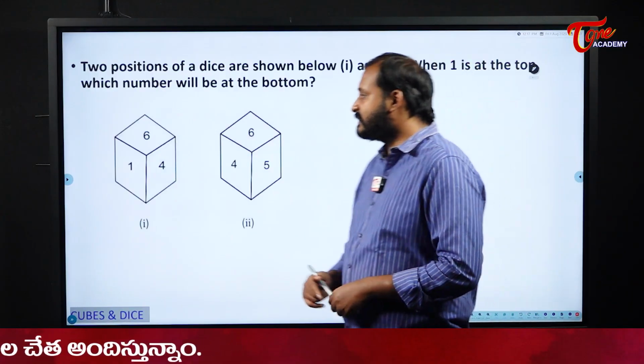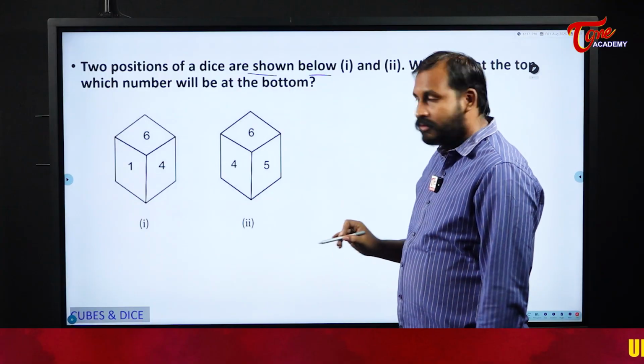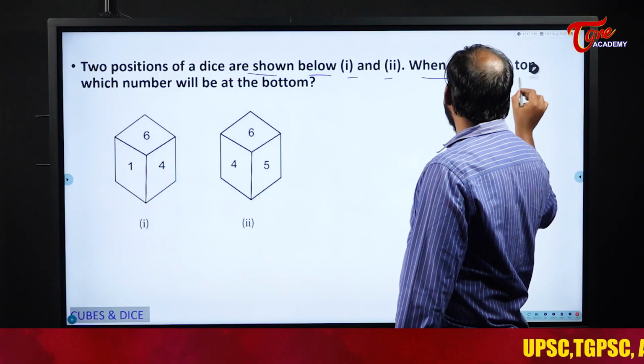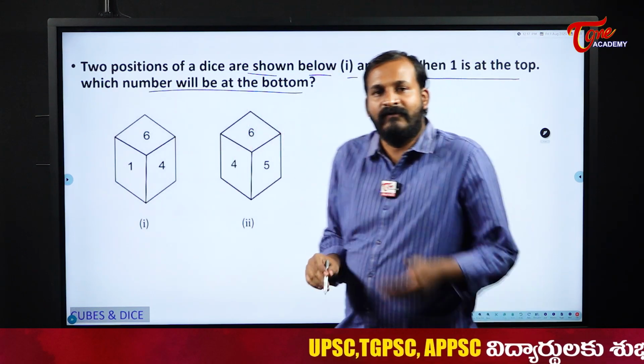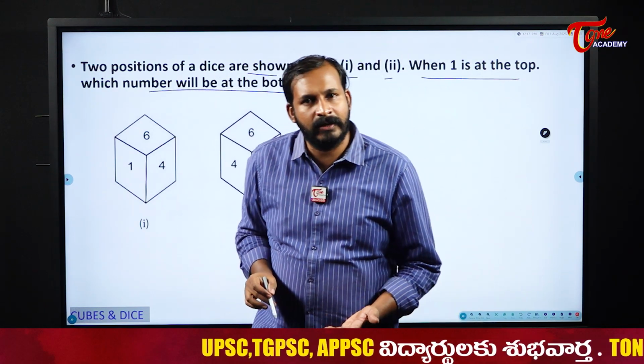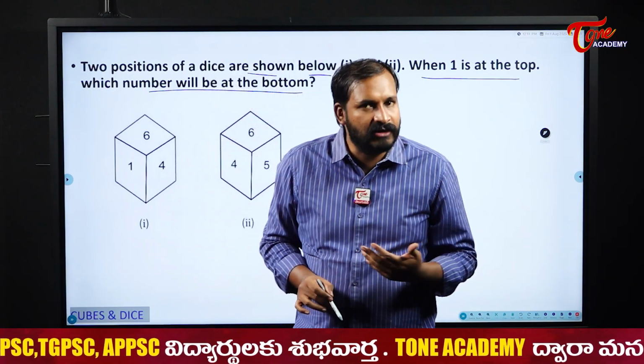Now, see here, this is the first question. Two positions of a dice are shown below, 1 and 2. When 1 is at the top, which number will be at the bottom? Usually the number which is opposite to 1 will be at the bottom, right? So that is the concept here.